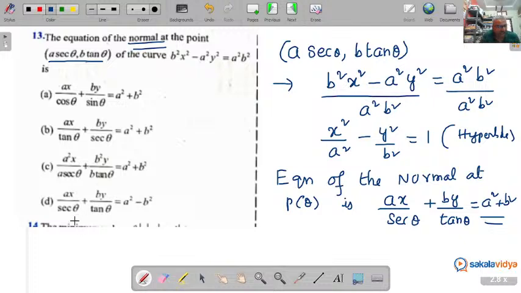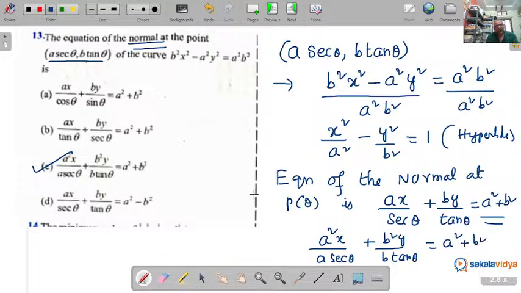Otherwise you can write this, it is also correct. Multiply the first term, both numerator and denominator, with a. You can write a square x by a sec theta plus b square y by b tan theta equal to a square plus b square. So C is the right option.